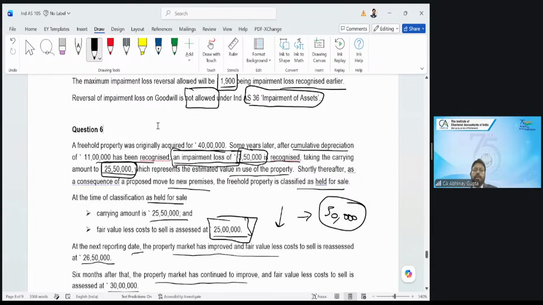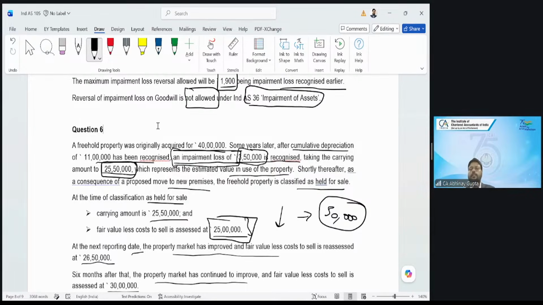Okay, so the key learnings, what all we have learned from these questions: before any disposal group is classified as held for sale, its carrying amount has to be recomputed in accordance with the other Ind ASs. Other Ind ASs means Ind AS 16 for the PP&E, Ind AS 38 for the intangible assets, Ind AS 40 for the investment property, Ind AS 109 for the financial assets, Ind AS 2 for the inventory, and so on, right? Then Ind AS 36 will also be applied to check for any impairment, if any.